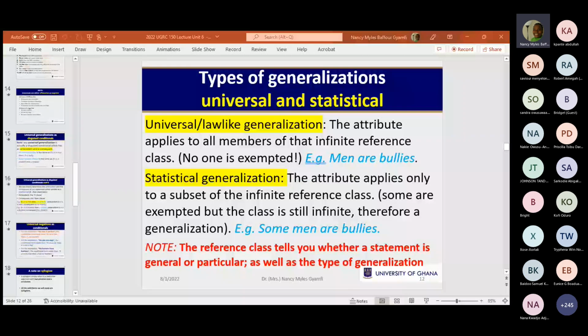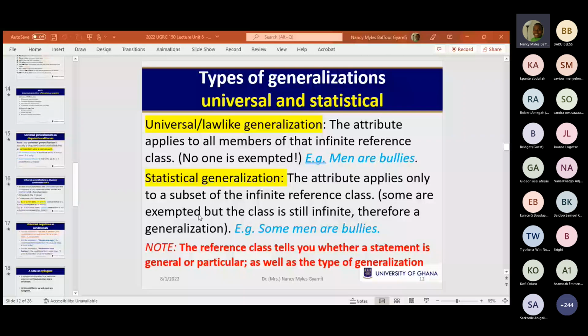Good morning, sir. In unit 6, that's what we are doing. And I'll top up for you. Please go ahead. Madam, I face some problem with the reference class and the attribute class of the statement.